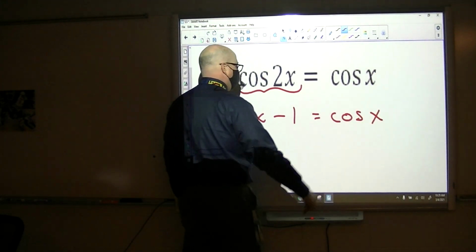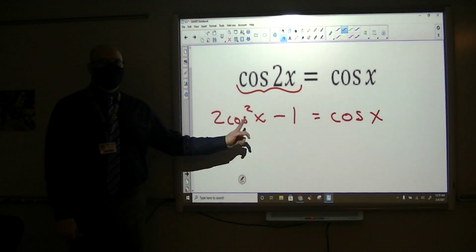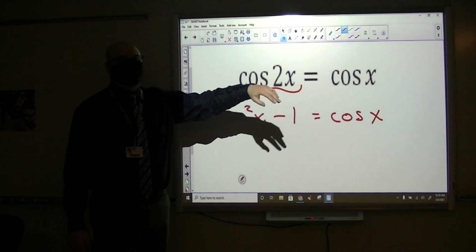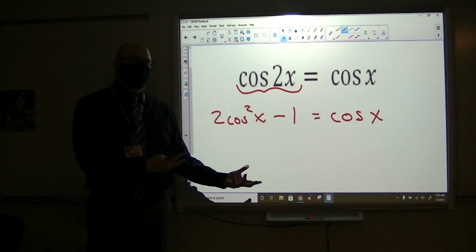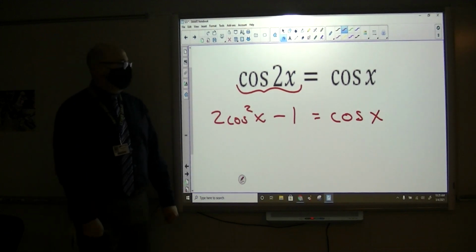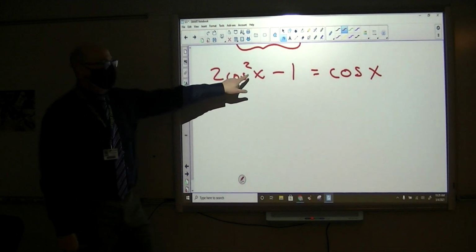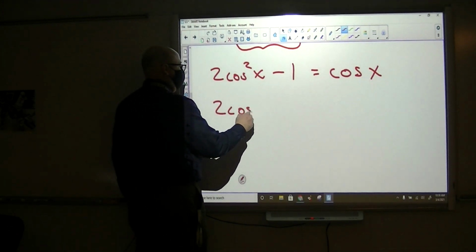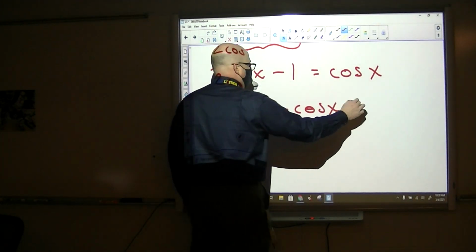Why would I do that? Because it's a single angle, and I want cosine. The other two options for replacing this have sine squared in them. Why would you want to bring sine squared into this problem? You don't. Okay? So we get to this situation, and we recognize that it's quadratic with cosine x over there. So I'm going to bring that over here by subtracting it.